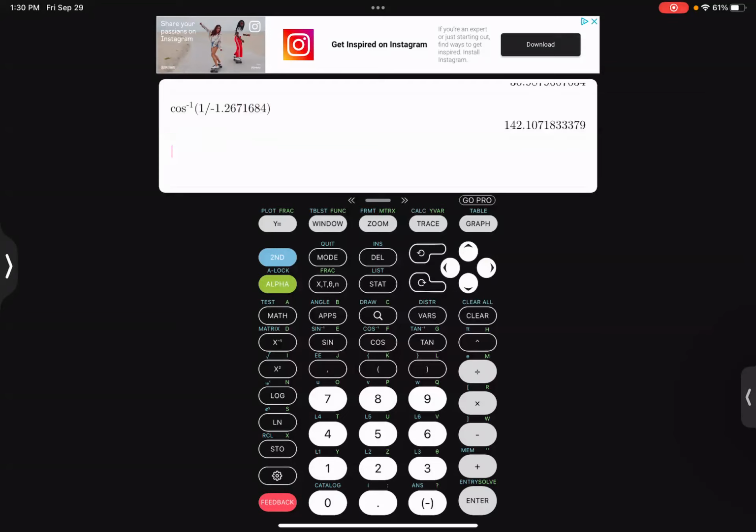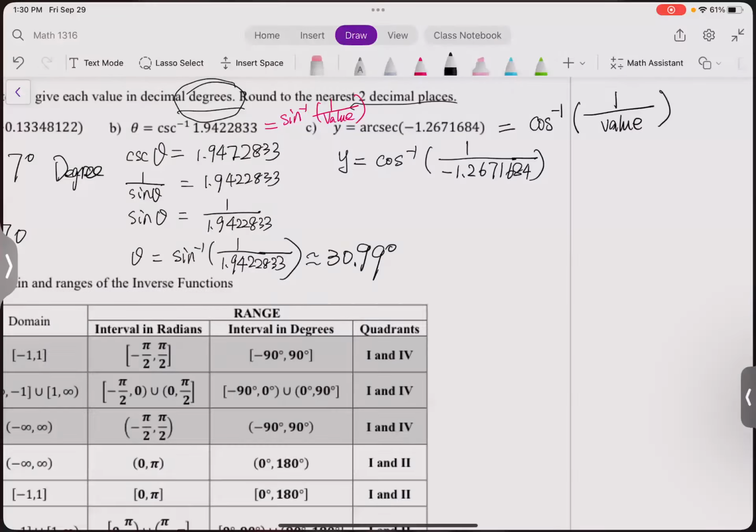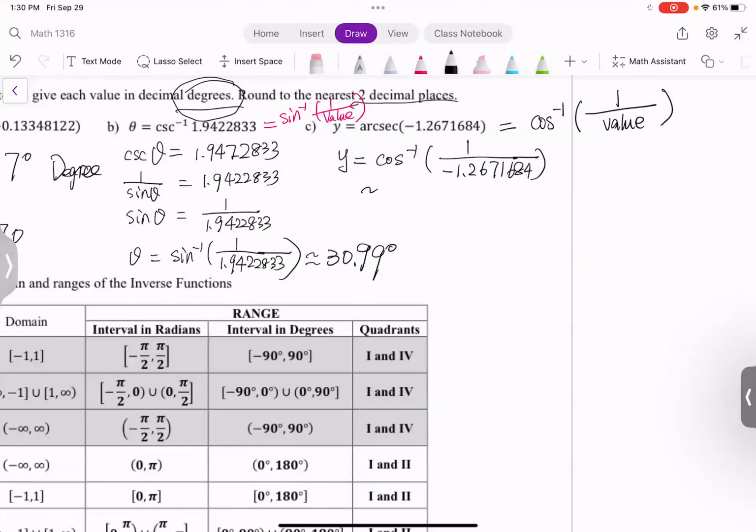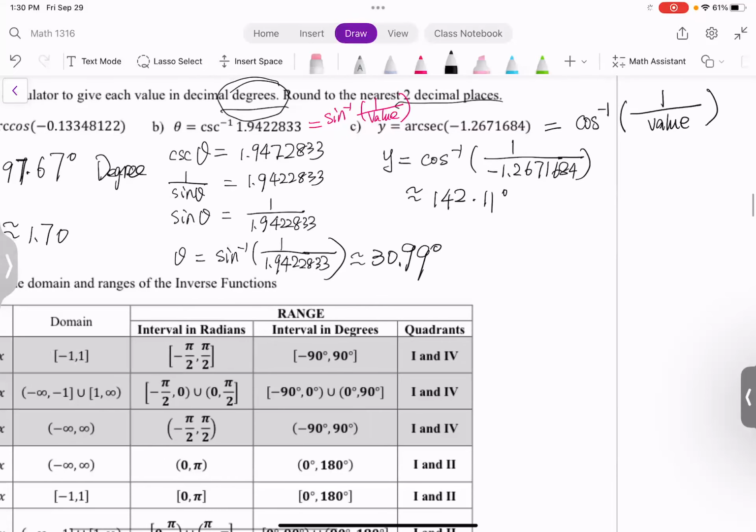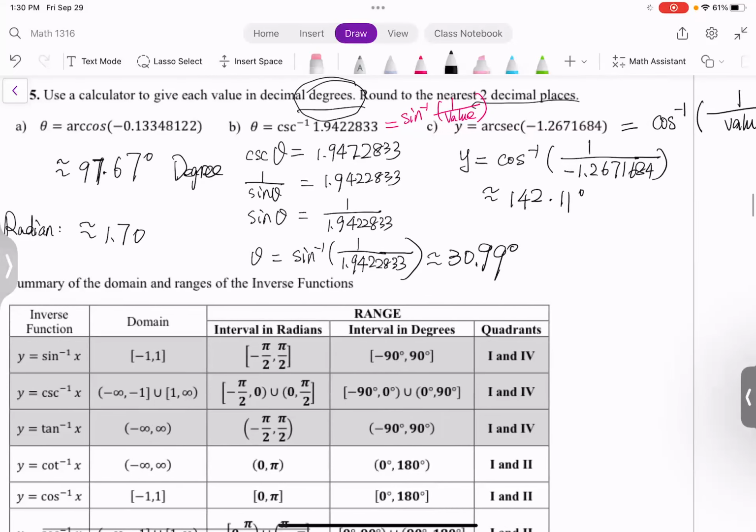So this one is 142.10718. So I can bring the solution here. So the solution is about 142.11 degrees. Okay, so we use our calculator to approximate the value of the inverse function.